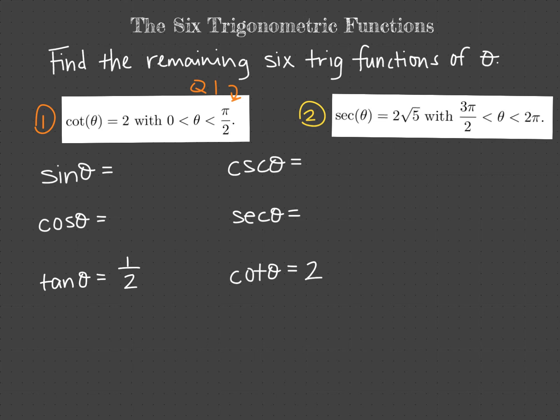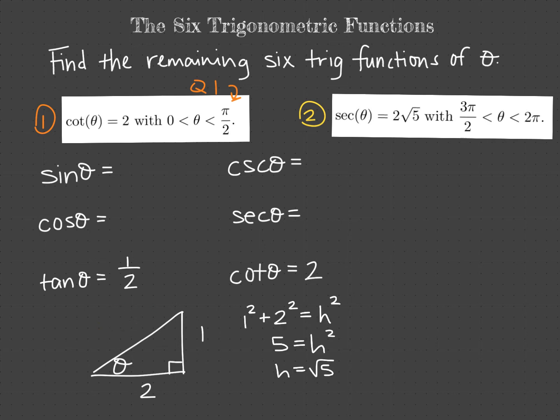In order to find the remaining 4, however, we do need to sketch out our angle. So here is our right triangle with our angle theta and our right angle over here. We know that the tangent is 1 over 2. Tangent is opposite over adjacent, so we can write that the opposite side is 1 and the adjacent side is 2. We also could have used the fact that cotangent is 2, or 2 over 1, and cotangent is adjacent over opposite, 2 over 1. So this gives us the same information. Then we need to use the Pythagorean theorem to find the hypotenuse. We find that our hypotenuse is the square root of 5.